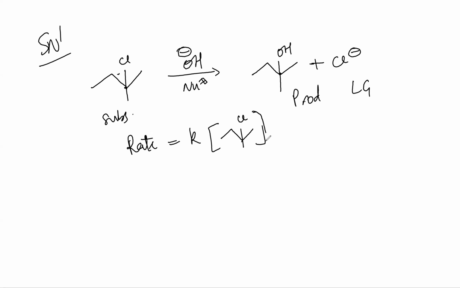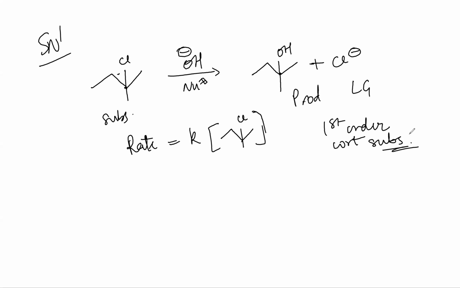So which means that only the substrate is involved in the rate here, which means only the substrate is involved in the mechanism. That is the key thing here. The nucleophile is not even in the picture for the rate of reaction. The order is 1, so this is a first order reaction, and this is with respect to the substrate. The nucleophile is not in the picture.